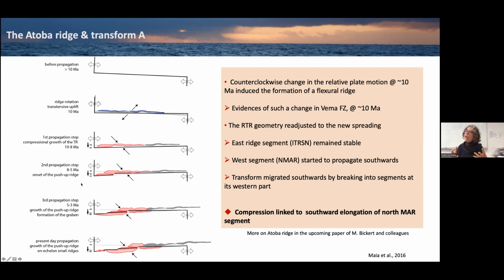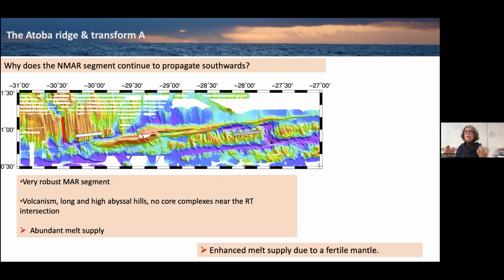And it's along these restraining bends that we have the major compressive force, and then we form the compressive Atoba ridge. So the compression is linked to the southward elongation of the North Mars segment, while the segment here remained relatively stable. So the question is why? Why did we have this particular functioning in this part of the system? So what we have is a very robust Mars segment in the north, and the volcanism that is shown by the volcanism and very linear abyssal hills in absence of core complex here, which is related to an abundant melt supply.